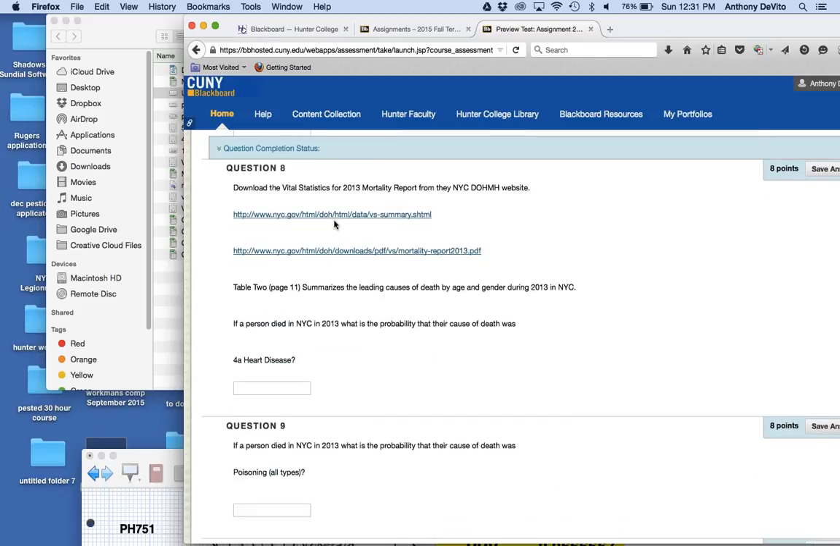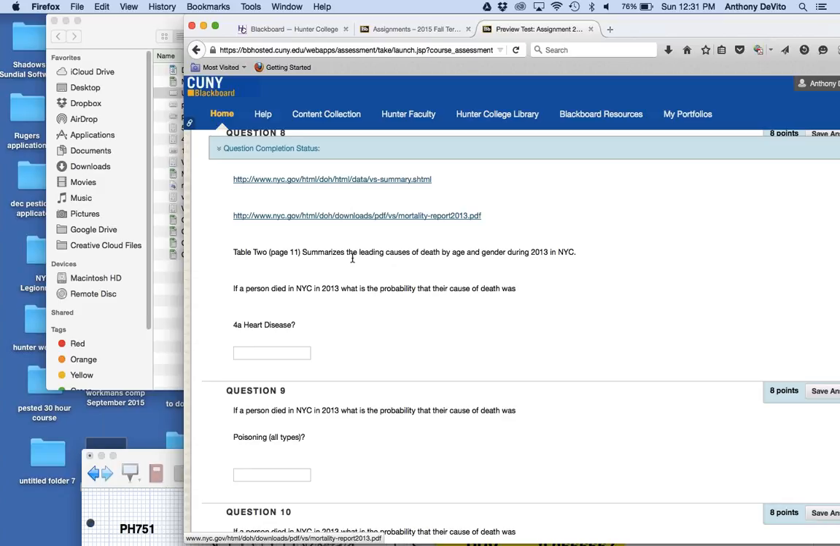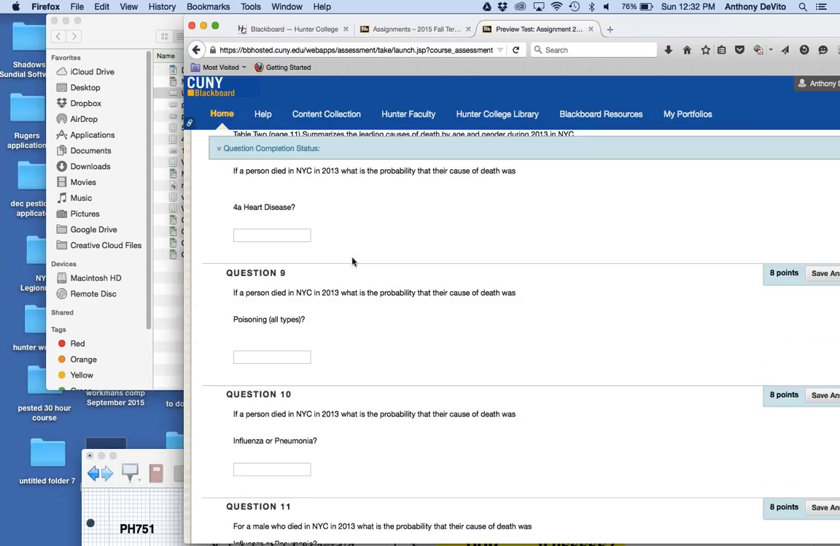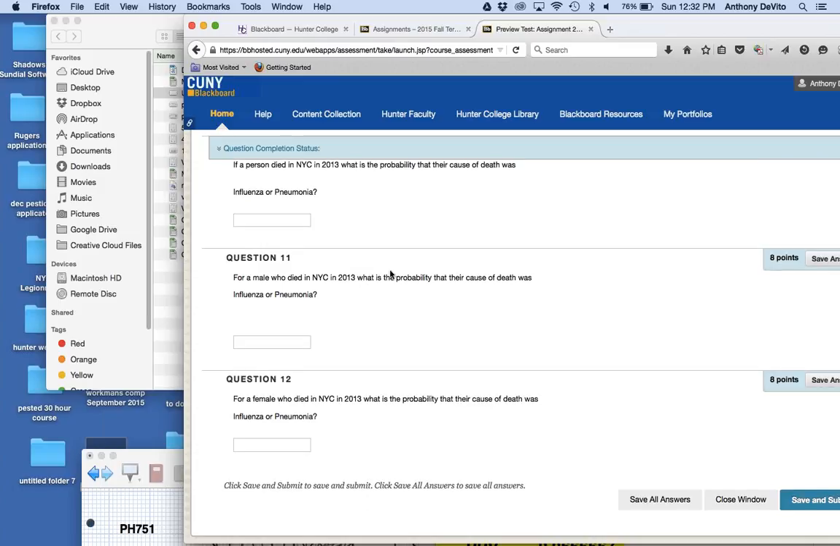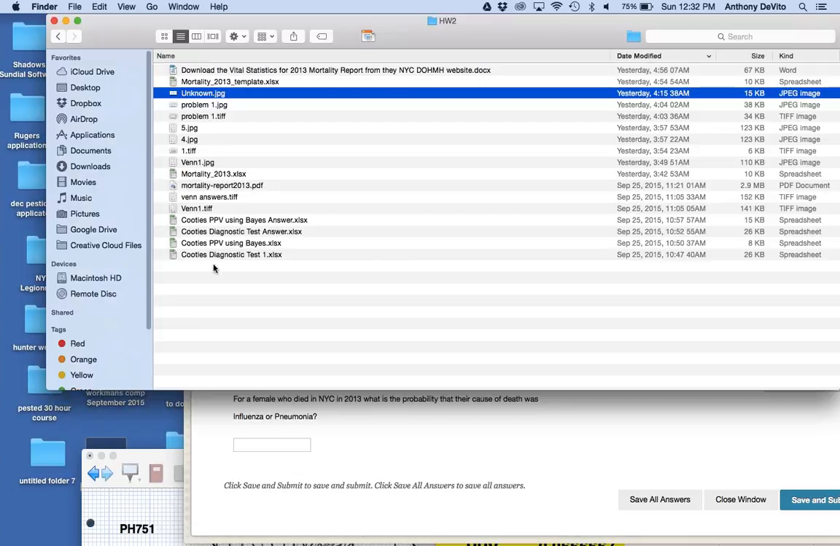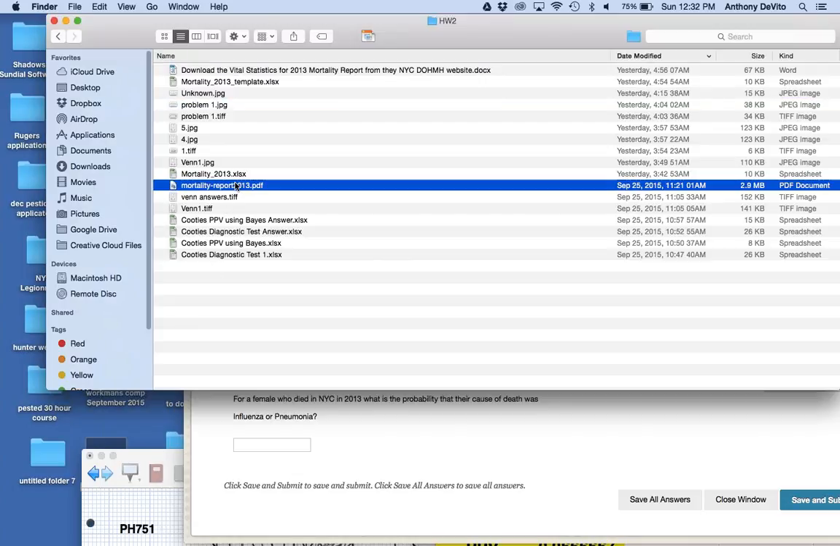So, okay, question 8. Download the vital statistics, summarize leading causes of deaths, heart disease, poisoning, influenza, and then the probability of male death due to each cause, and the probability of female death. In other words, those are conditional probabilities. Given that somebody's male, what's the probability they die from pneumonia and so on and so forth. So let's take a look.